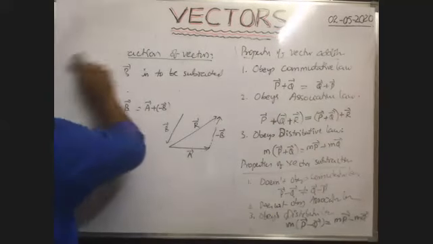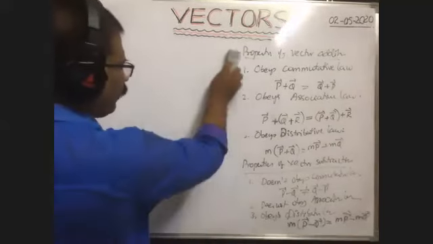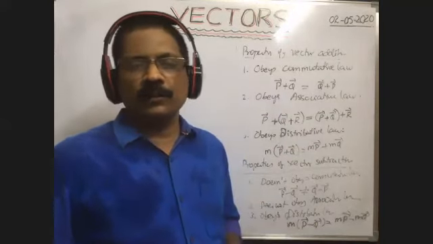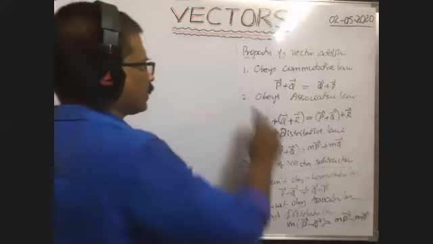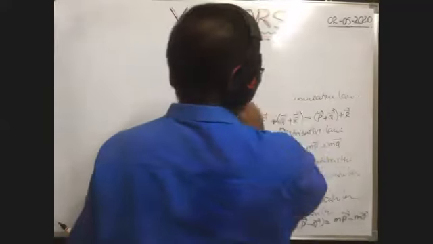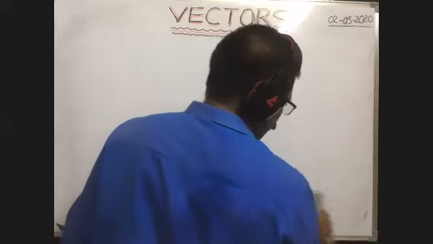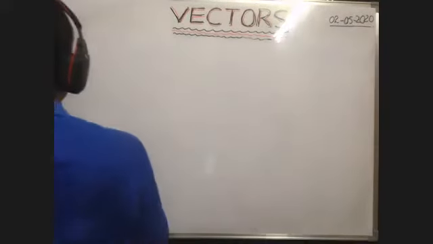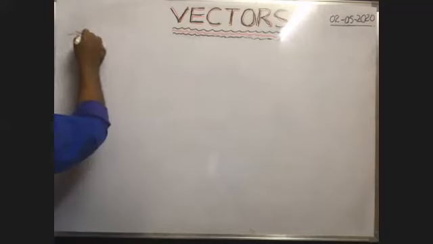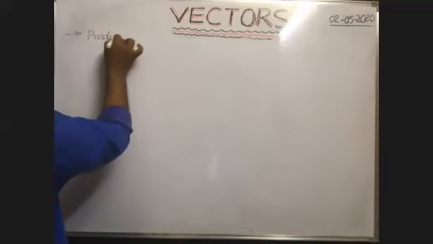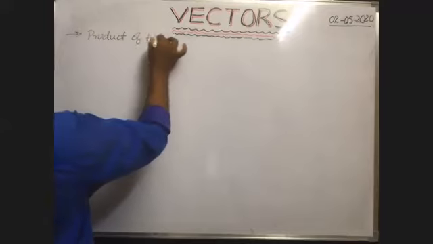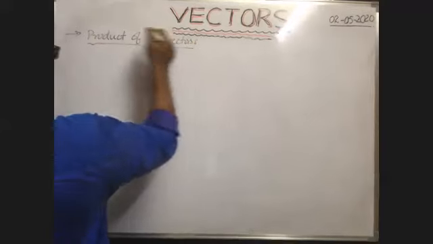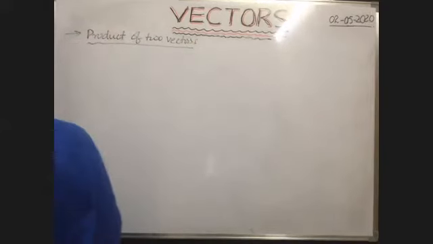Now, a very, very important topic we are going to discuss: product of two vectors. So far we have discussed the addition of two vectors and the subtraction of two vectors. Now we have to discuss the product of two vectors, the most important topic in this chapter.